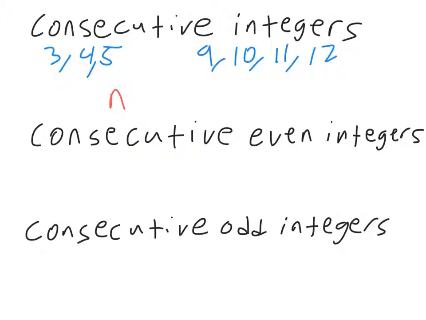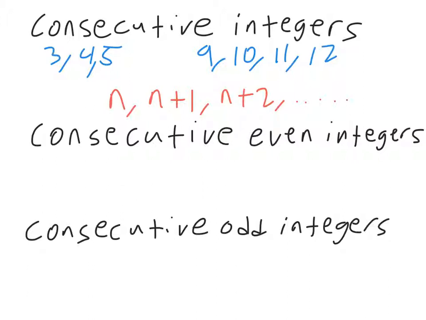How did we get to that? Well, we added 1. So the next one would be n plus 1. Then the next one after that would be one more up, n plus 2. And if you had more, you could keep going. N plus 3, n plus 4, n plus 5, and so on.